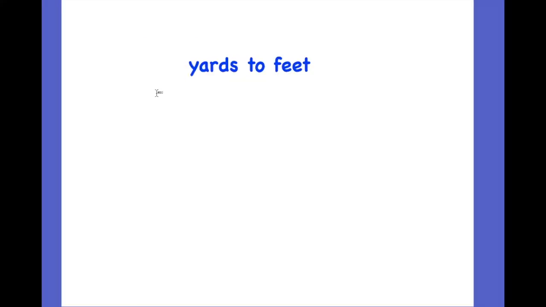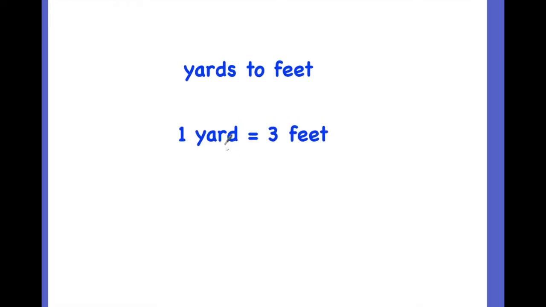Okay, so before we get into anything, we are going to be focusing on yards to feet first. We need to know that 1 yard is equal to 3 feet. So in order to get from yards to feet, you need to multiply by 3, and to go from feet to yards, you would do the inverse, so you would divide by 3.